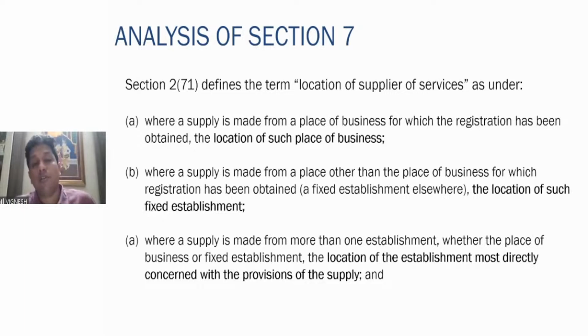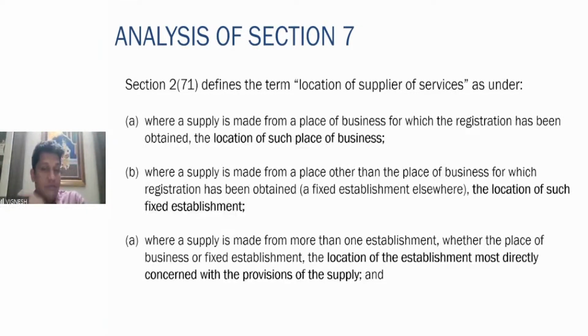But in case of location of supplier of services, which is defined in section 2 subsection 71, it says that where a supply is made from a place of business for which registration has been obtained, then the location of such place of business is to be taken into consideration as the location of supplier of services. So you have a place of business for which you have obtained the GST registration. The location of such place of business is to be taken into consideration. Second, where the supply is made from a place other than the place of business for which the registration has been obtained, in that case, the location of such fixed establishment is to be taken into consideration.